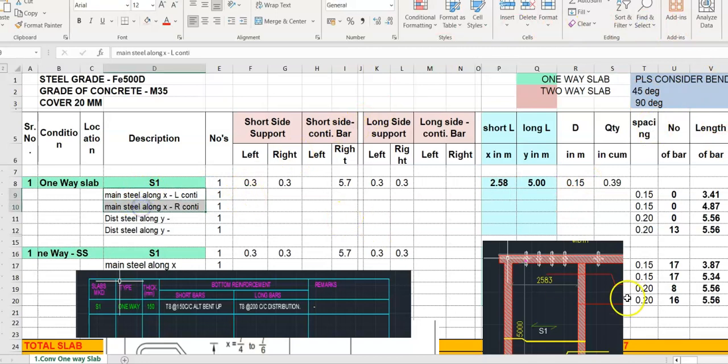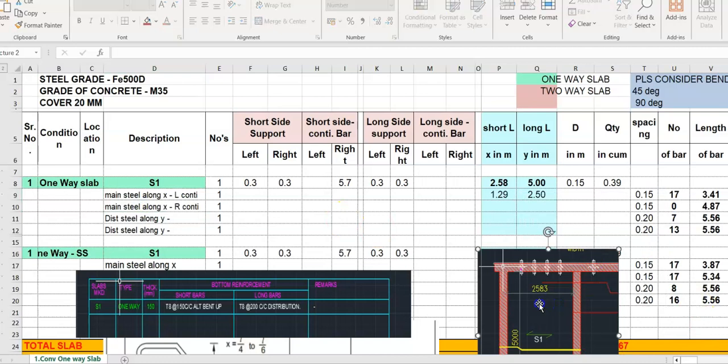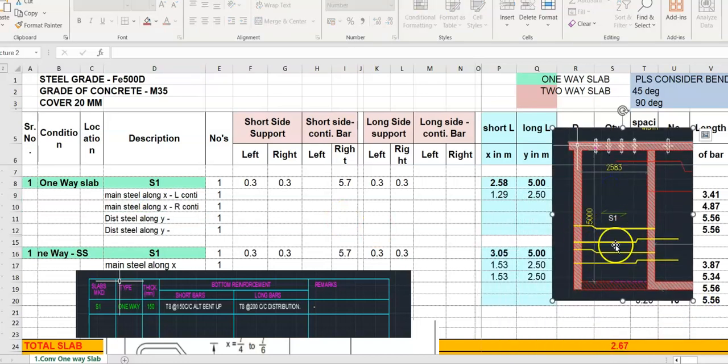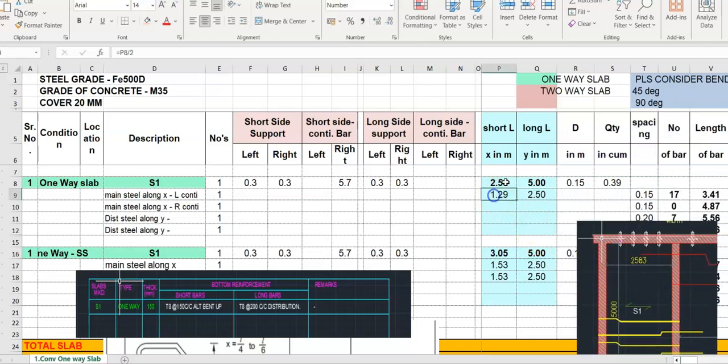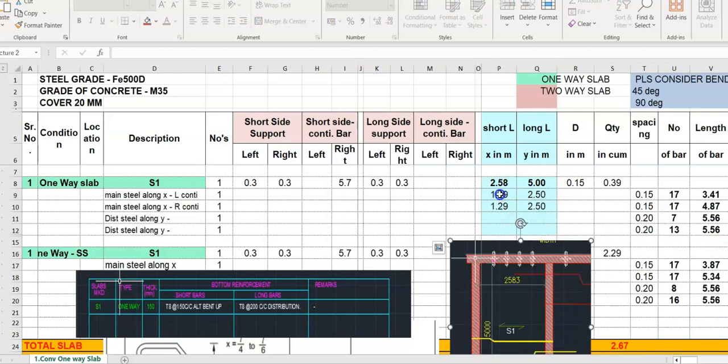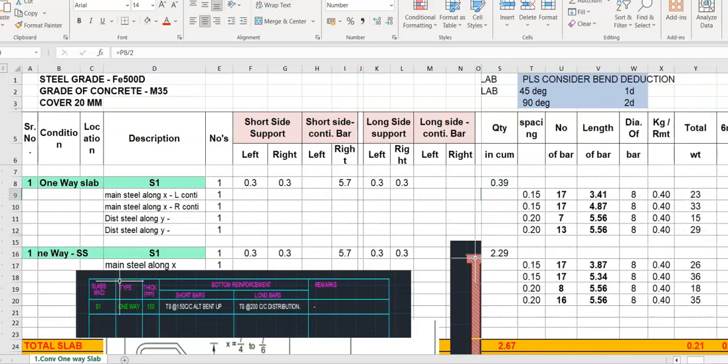Here are the two conditions, left right continuous. 50% of bars in the same length and another 50% in the same length. We divide this length into two parts. Now the shorter bar is 8 mm dia at 150 mm center to center. Long bars are 8 mm dia at 200 mm center to center. Now fill this data. 8 mm diameter, 0.15 is the spacing.